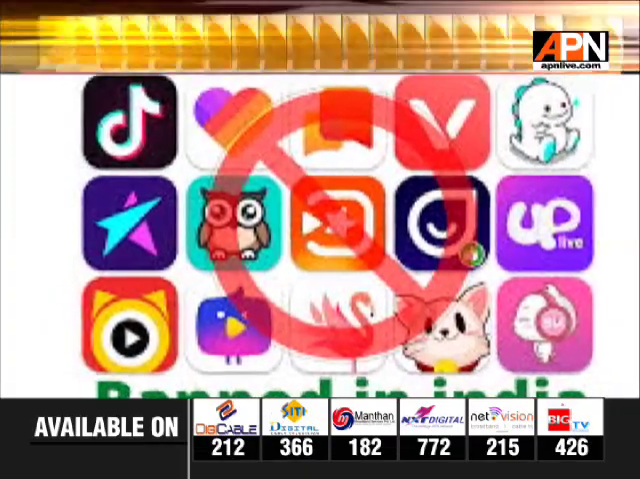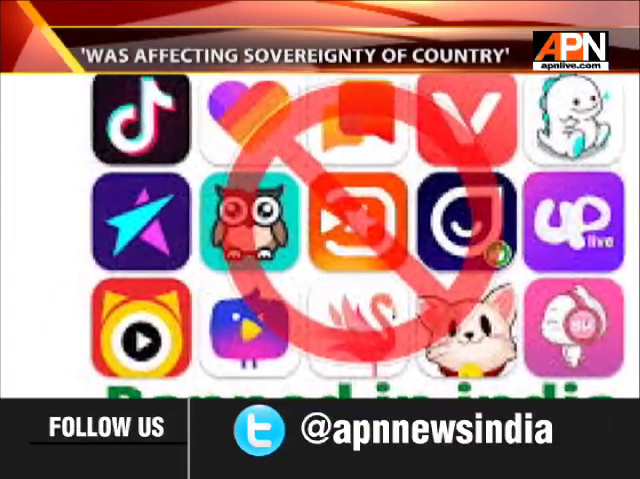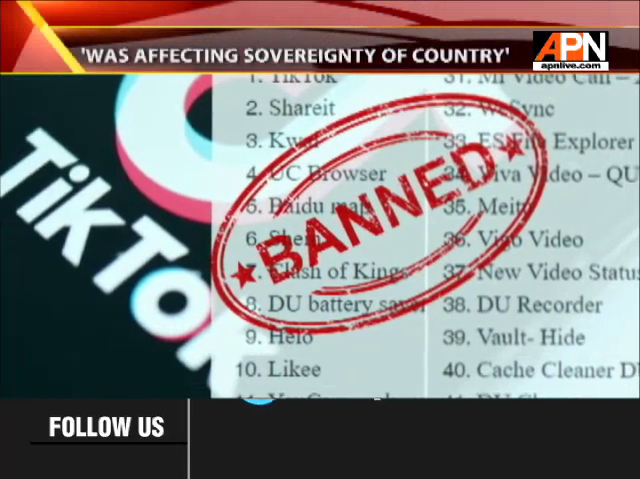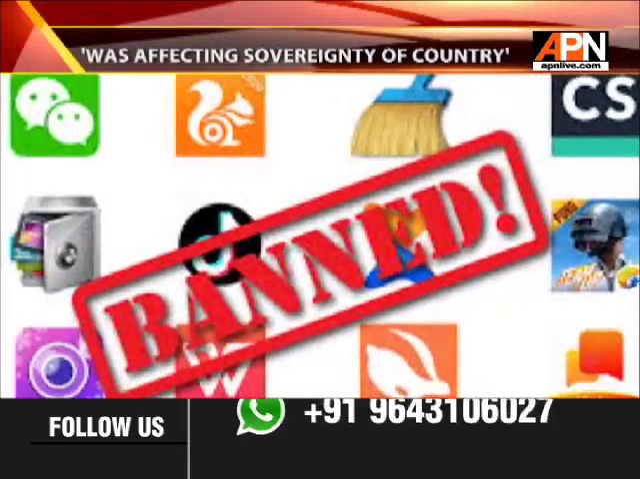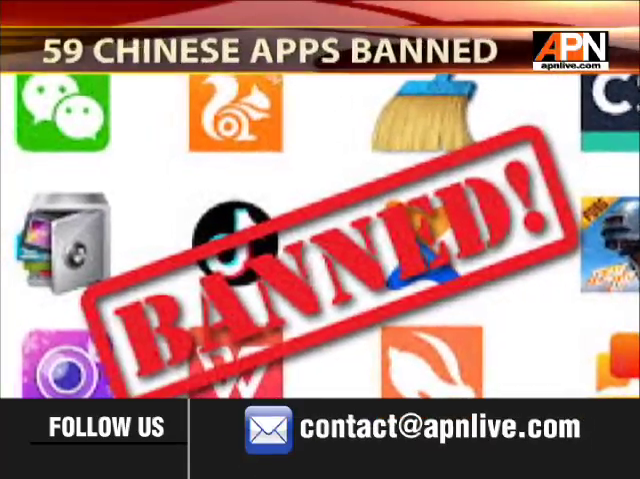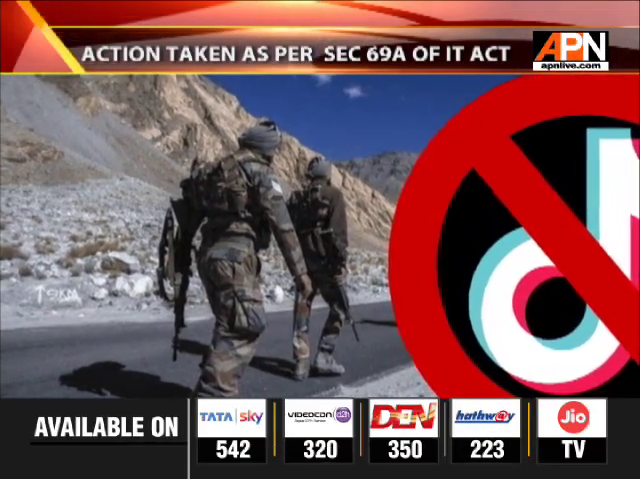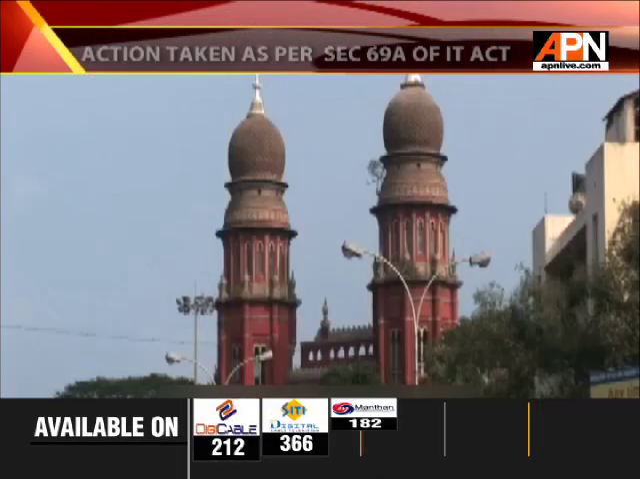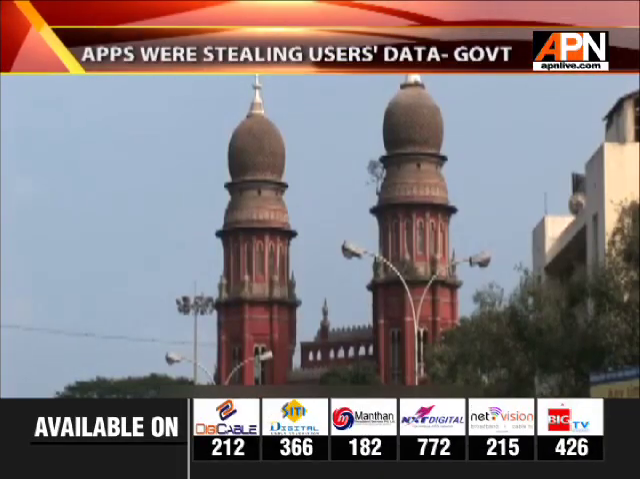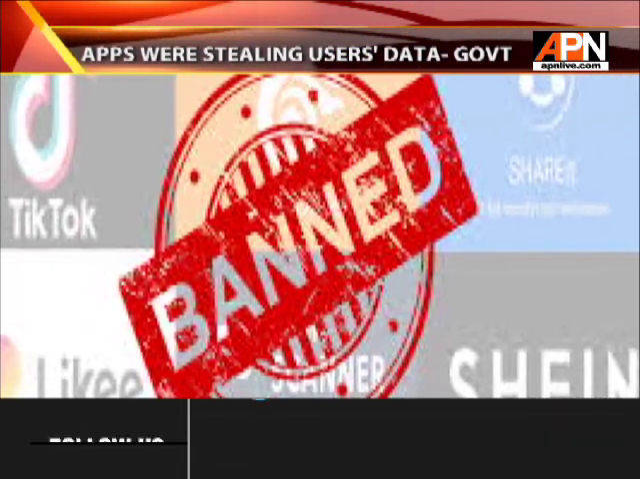Also, most of these platforms have Indian creators, for many of whom this is the only source of income. Many of these apps have offices and employees in India, and a few thousand jobs could be at stake. TikTok was banned in India on the order of the Madras High Court for a few days last year, but it came back soon after the court vacated the ban.